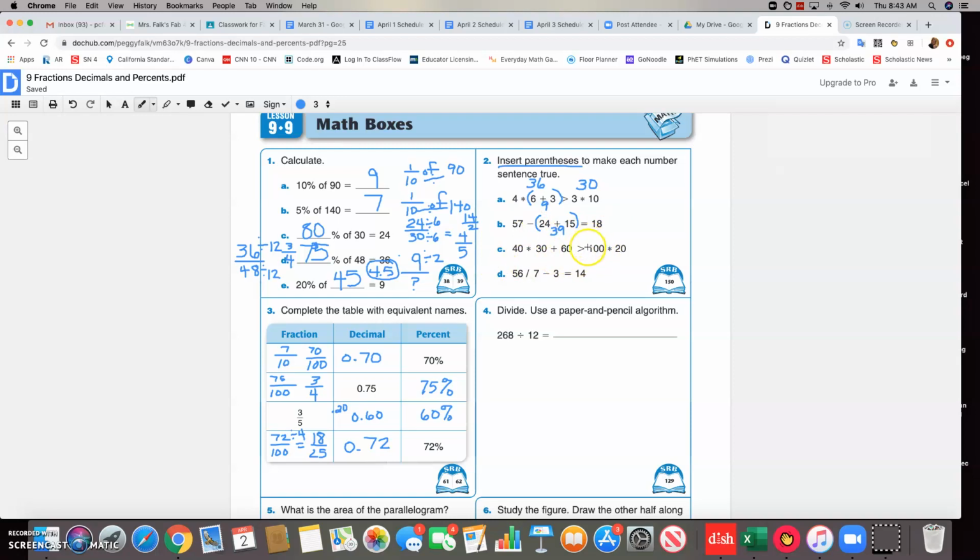Okay, C. I know 1 times 2 is 2, and then I'm going to add my 3 zeros. Wow, 2,000. So this side has to equal 2,000. If I do this, I know that's 1,200, right? 4 times 3 is 12, and add my 2 zeros, plus 60. That's not going to equal 2,000. So let's do this. 30 plus 60 is 90.